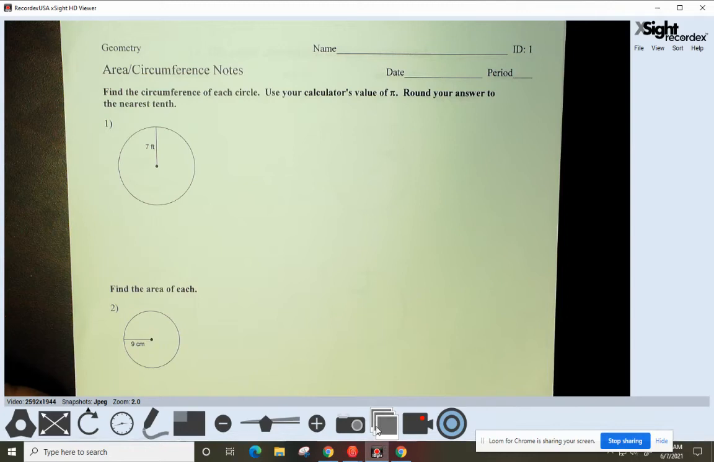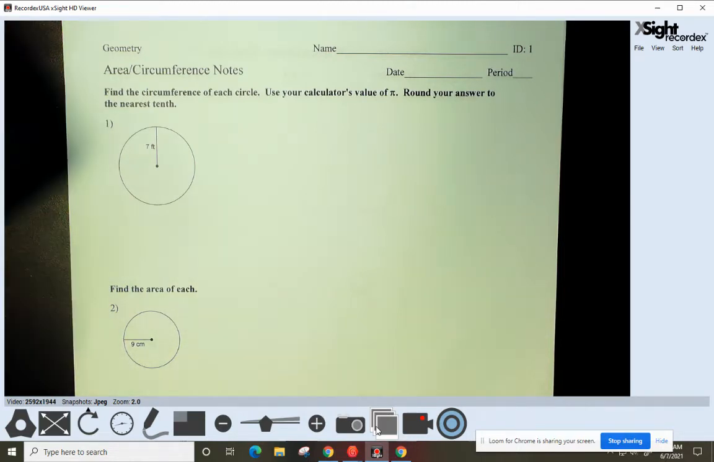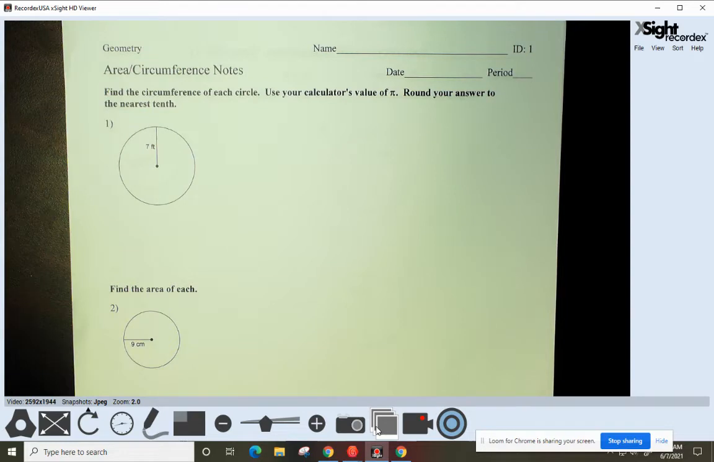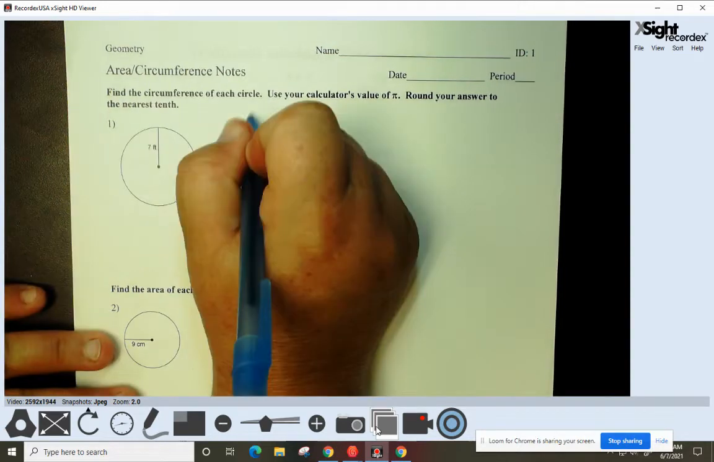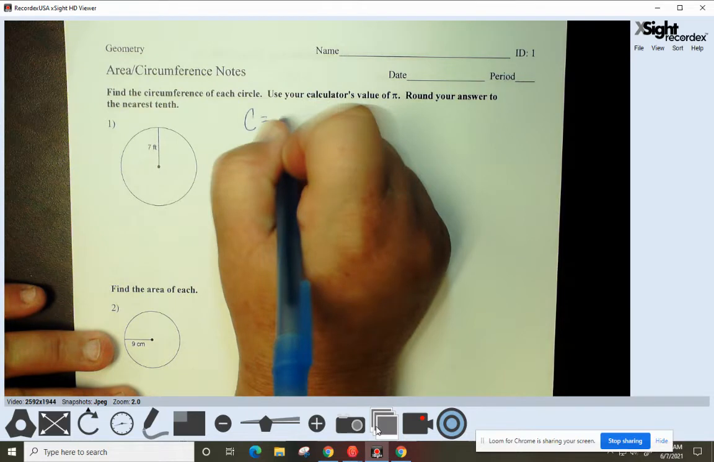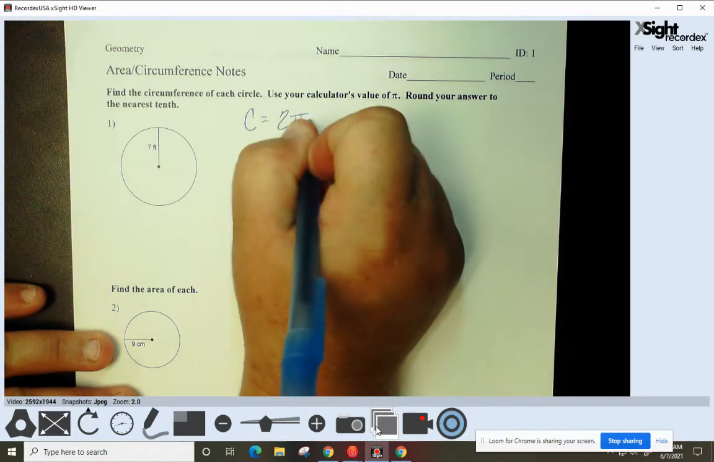All right. Today, class, we are going to look at finding area and circumference of circles. And we are also going to look at doing it with two things. One is leaving your answer as exact or typing it in and doing the rounded answer. So on question 1 here, it says find the circumference of each circle. Well, to find the circumference of a circle, that is 2 pi r.